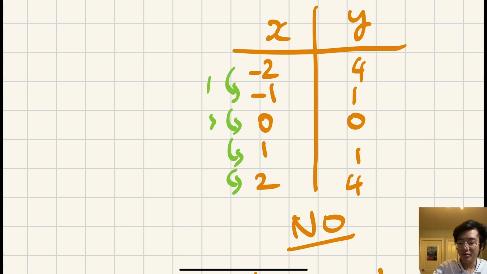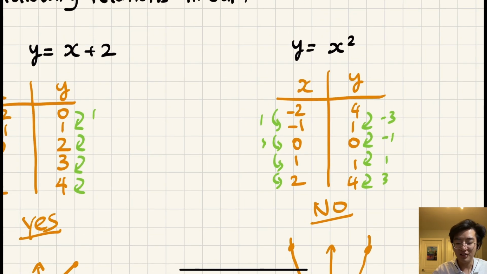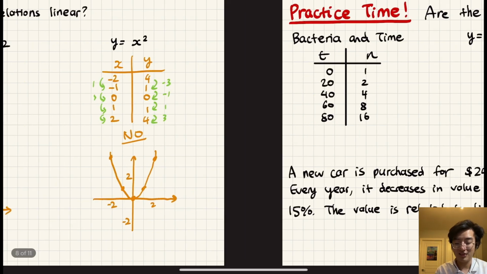But from here, we see that we have 4 go to 1, that's -3, and then -1, and then +1, and then +3. Right? We notice that right here, this is not constant. We go from -3 to -1, then to a 1 and then a +3. Okay, that was hard. This is why it's not linear.